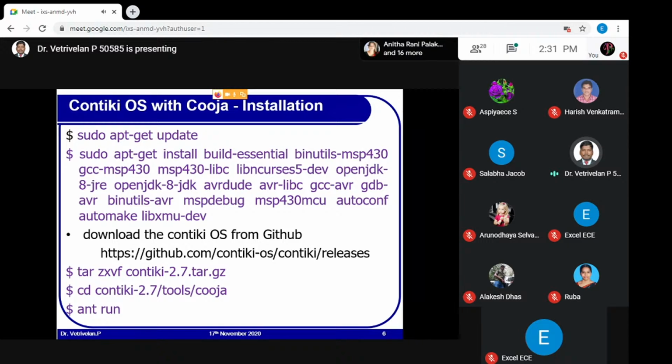If you see why 6LoWPAN is required, as I told you already, if I'm not wrong, I have introduced 6LoWPAN already in the context which I spoke of in yesterday's class.